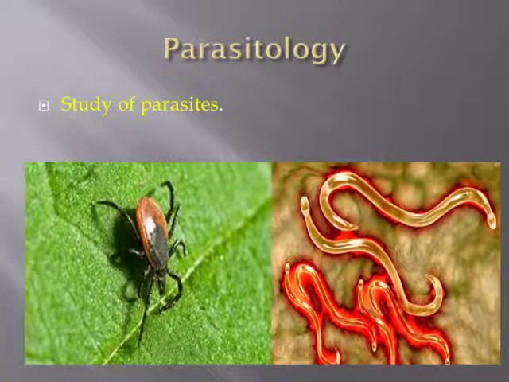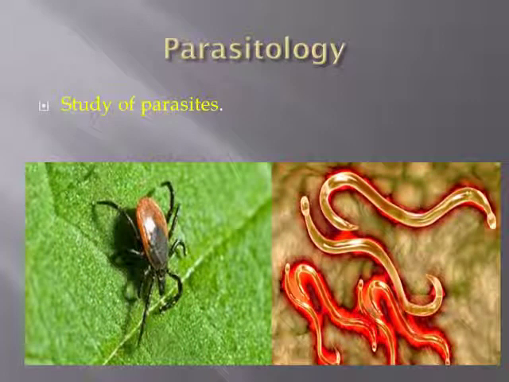This is parasitology. First, we have to understand what is a parasite. A parasite is a living organism that lives inside or outside of another living organism. These parasites live inside or outside, and they get their food and shelter from these organisms. For example, lice, mosquitoes, worms that live inside the digestive systems of different animals. So the study of parasites is known as parasitology.